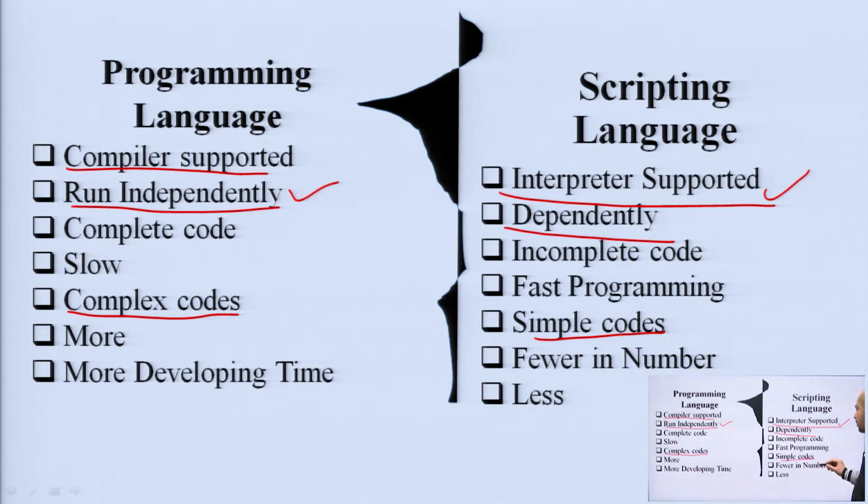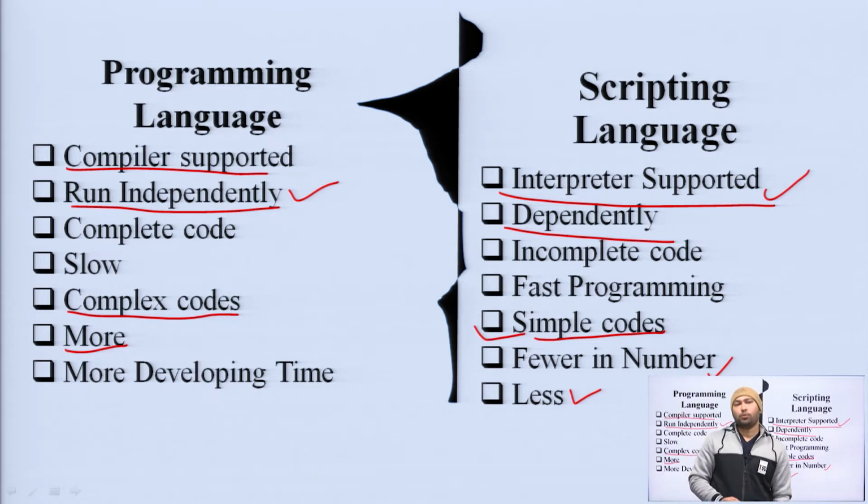Next one is the number of codes. For a particular work we require more codes in a programming language, but in a scripting language we require fewer codes. The last is very important, that more developing time is required. In the programming language the developing time is more because the codes are very large. The second is the complexity of the codes, but in the scripting language those codes are very few as compared to the programming language.